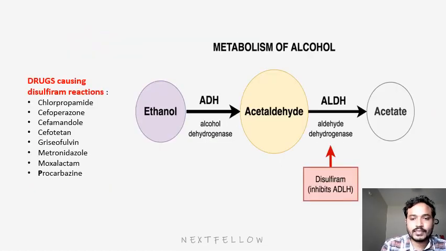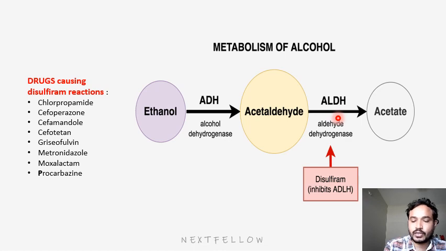Next, we'll discuss the disulfiram reaction. Before discussing it, we'll discuss the metabolism of alcohol. When a person consumes ethyl alcohol or ethanol, it is converted into acetaldehyde with the help of the alcohol dehydrogenase enzyme. This acetaldehyde is an intermediate metabolite which is further converted into acetate with the help of the aldehyde dehydrogenase enzyme.